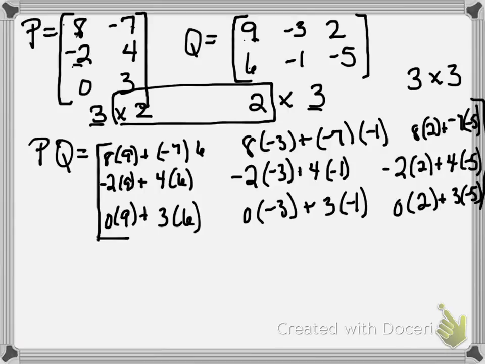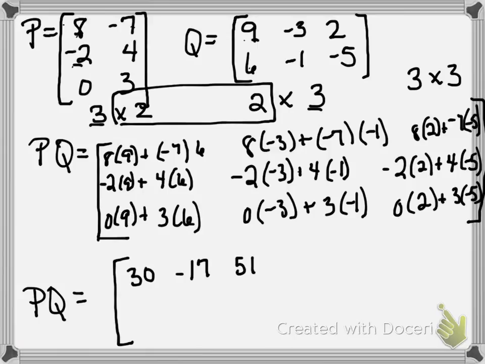Now, I can go ahead and simplify all this just by doing the math, doing the operations here. When I add all of that together, I end up with 30, negative 17, 51, 6, 2, negative 24, 18, negative 3, and negative 15.